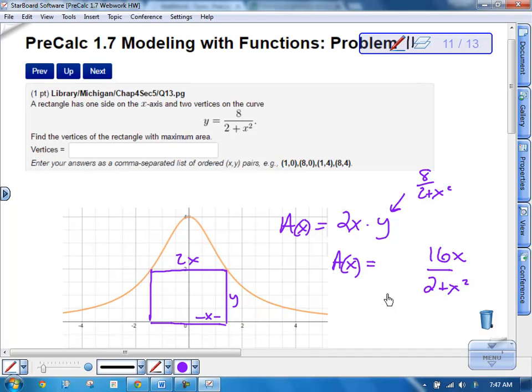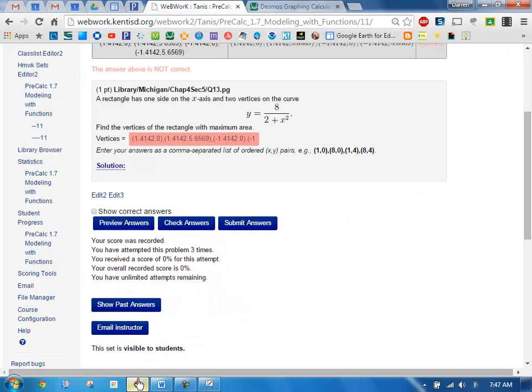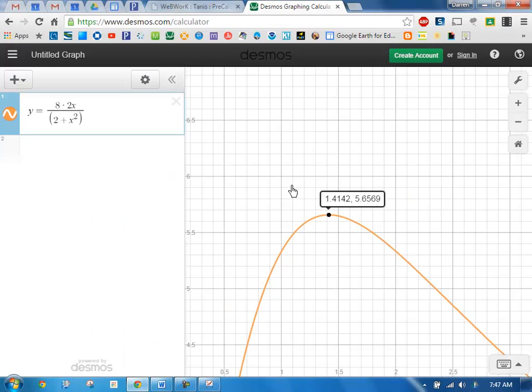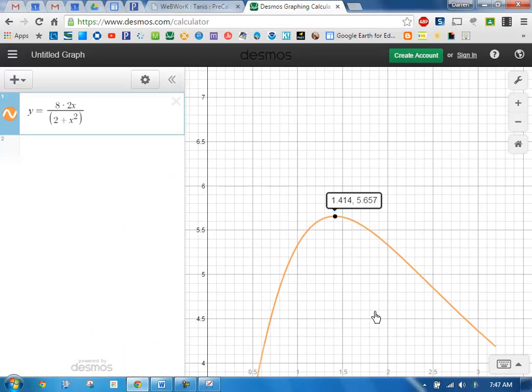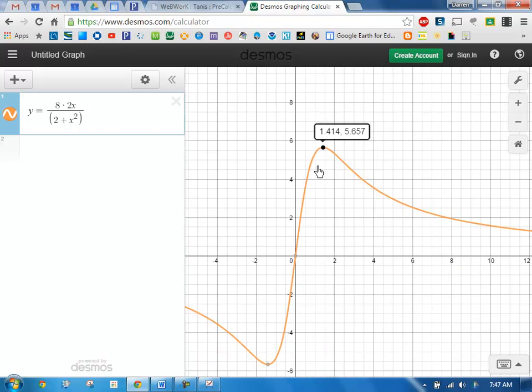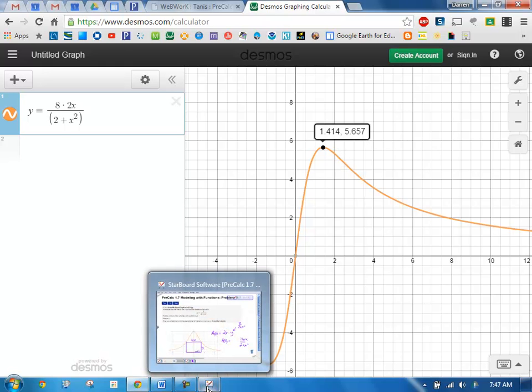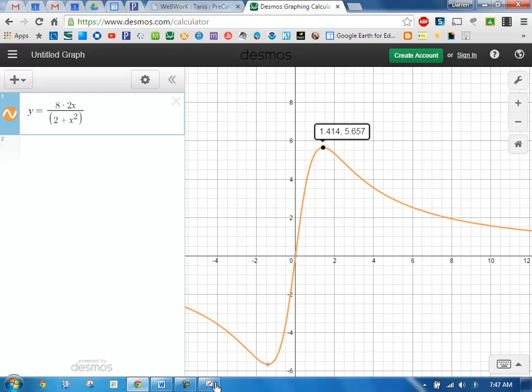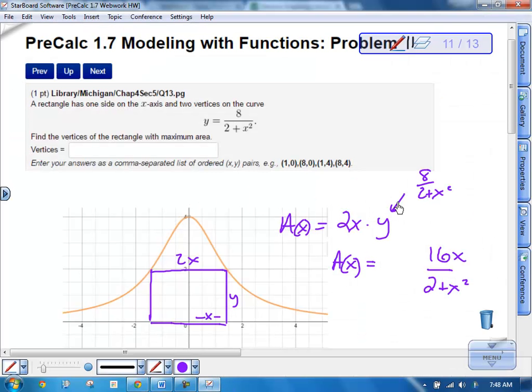And then I graphed this function right here. And I actually figured out what I did wrong now. I graphed it in Desmos, and here's what it looks like. So this is the area function in terms of side length x. Obviously we want to maximize the area, so we want that point right there. And I realized now what I did, the y coordinate here, 5.657, is the area, not one of the dimensions. It's not the corresponding y coordinate for this x coordinate. So I've got to plug that 1.41 in for x to find the corresponding y value.